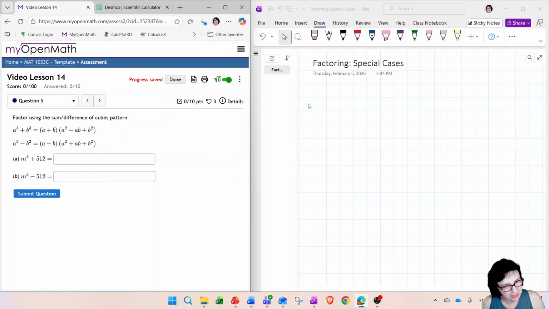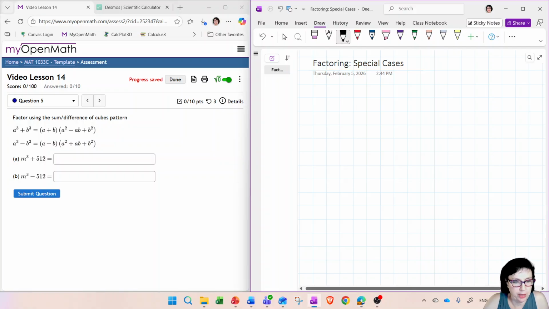The most intimidating is trying to factor sum and difference of cubes. And even though you see the formulas in front of you, it may seem really intimidating at first. But once you see the pattern, it's really not going to be that bad. Let's go through it step by step. First we're going to factor the sum of cubes, and then we'll look at the difference.